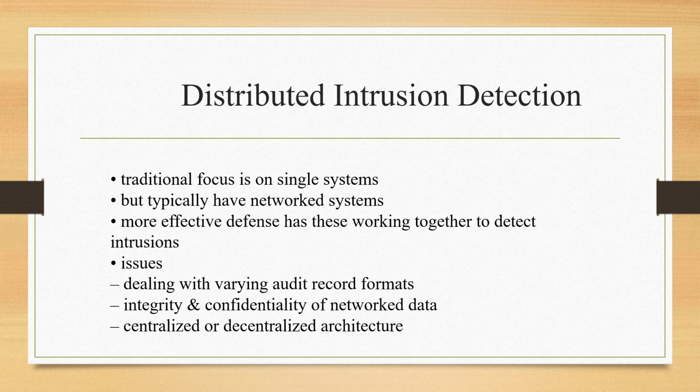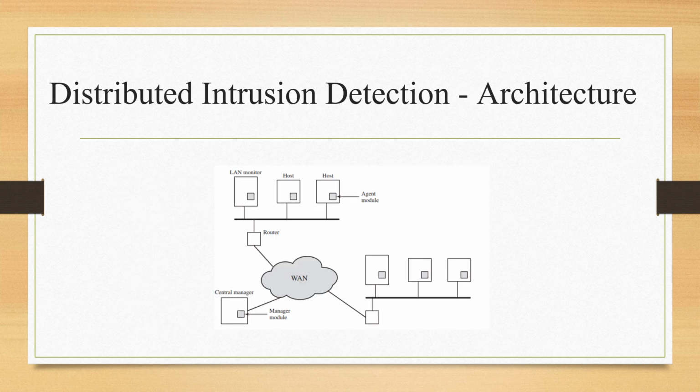One or more nodes in the network will serve as collection and analysis points for the data from the systems on the network. Third point is either a centralized or decentralized architecture can be used. With a centralized architecture, there is a single central point of collection and analysis of all the audit data.